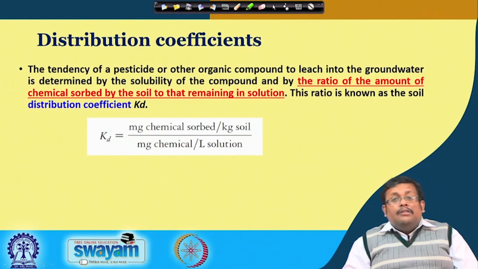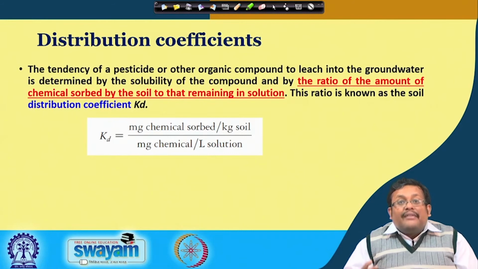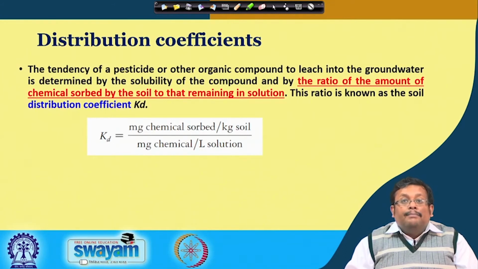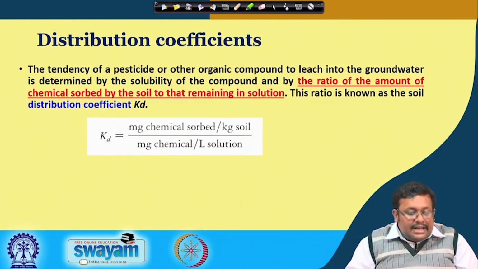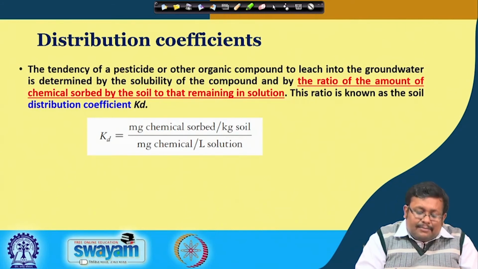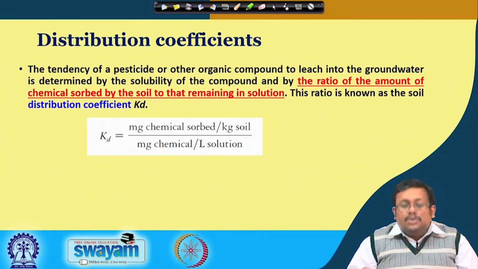Okay. Now, what is the distribution coefficient? The tendency of a pesticide or other organic compound to leach into the groundwater is determined by the solubility of the compound and by the ratio of the amount of chemical sorbed by the soil to that remaining in the solution, and this ratio is known as the distribution coefficient or Kd. So, Kd is milligram of chemical sorbed per kg of soil over milligram of chemical per liter of soil solution.